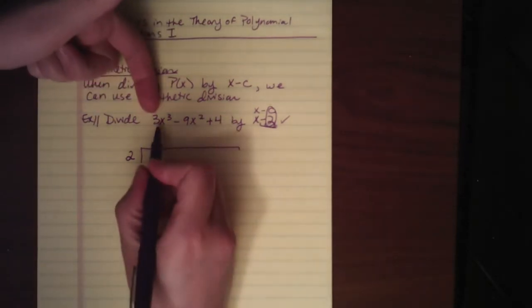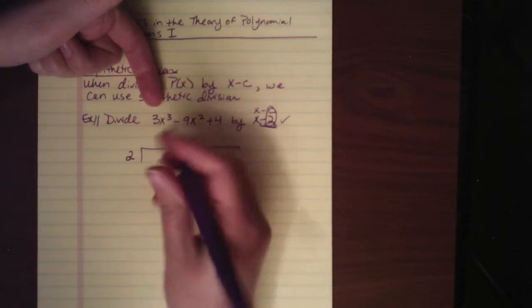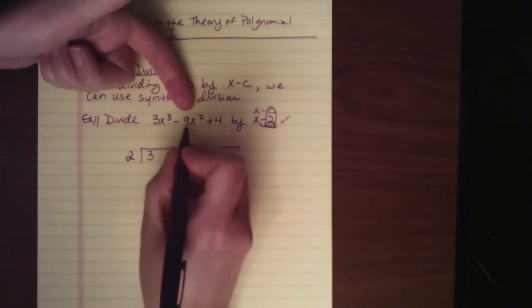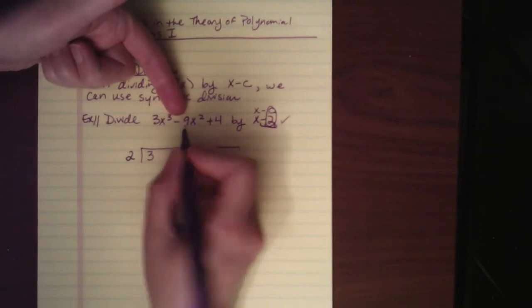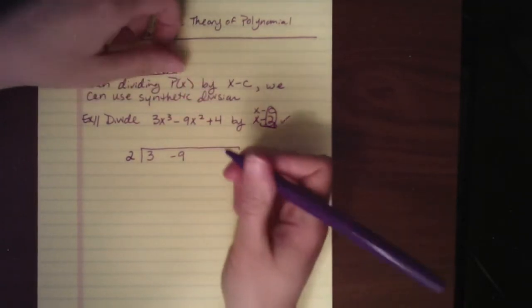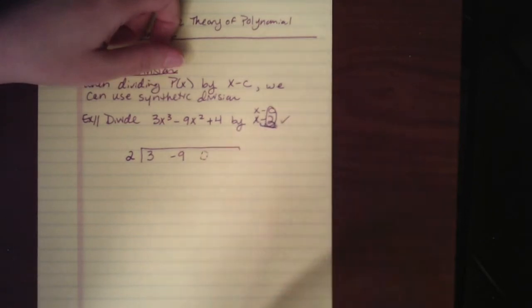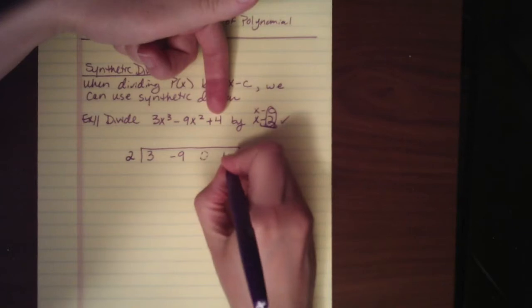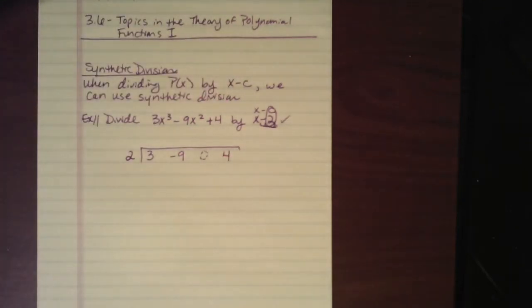Okay. So I start with my cubed term. That's the first term. Its coefficient is 3. Then I move to my squared term. Its coefficient is negative 9. I don't have an x term, so it needs a little 0 placeholder. And then my constant term is a 4. Okay, 3, negative 9, 0, 4.